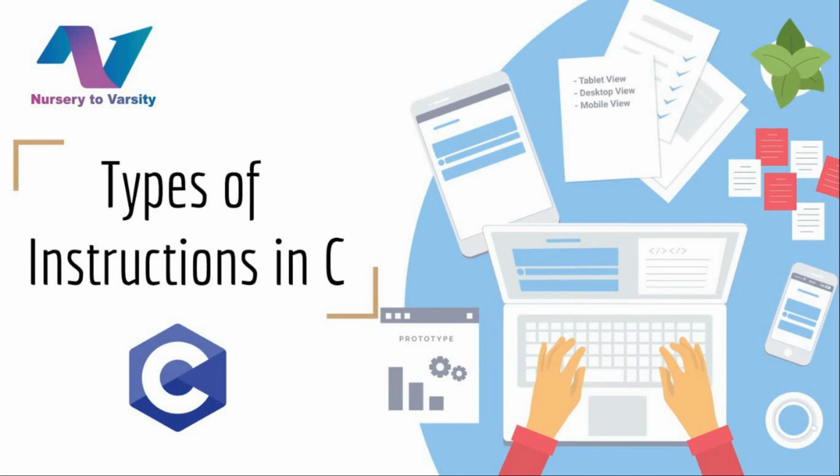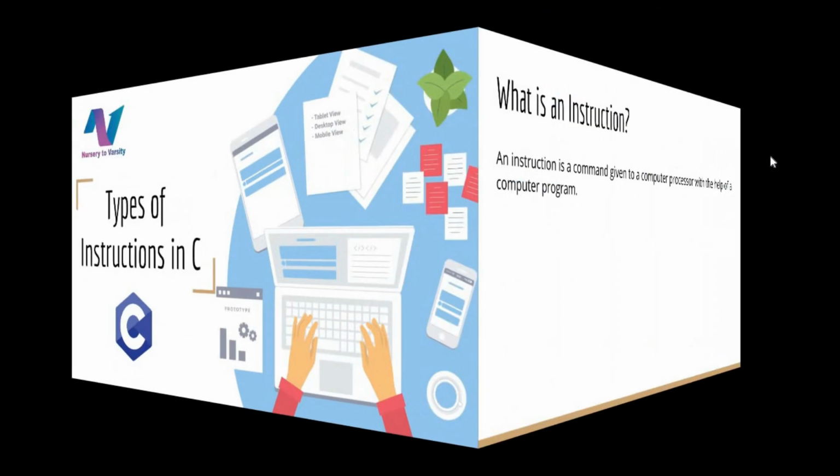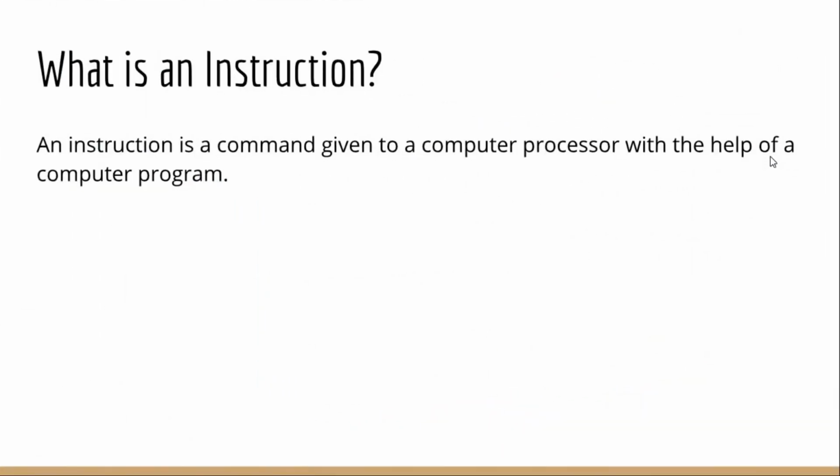In the previous tutorial, we have learned few programs in C. Now, in this tutorial, we will discuss types of instructions in C. But before that, let's learn what is an instruction. An instruction is a command given to a computer processor with the help of a computer program. Basically, an instruction is a sequence of zeros and ones that decide a physical operation the computer has to perform. Each line in a program can be considered as an instruction.